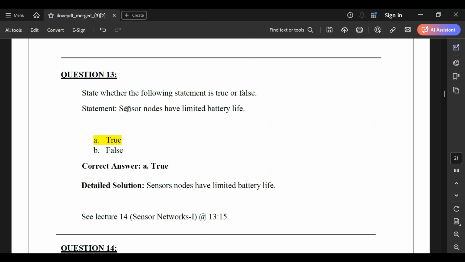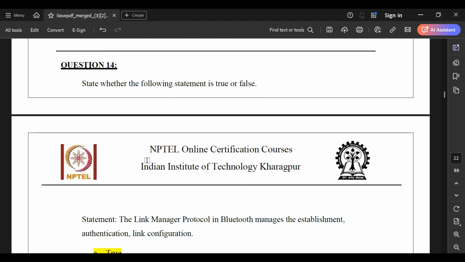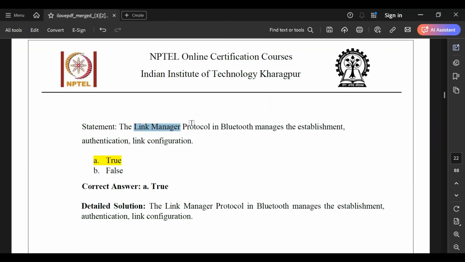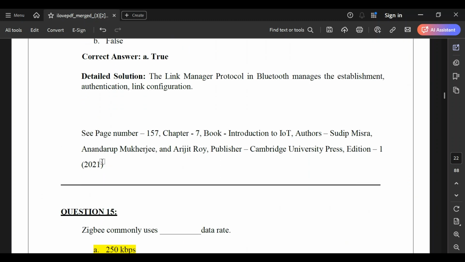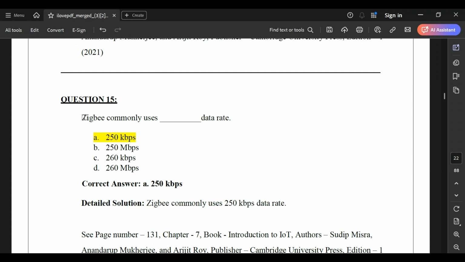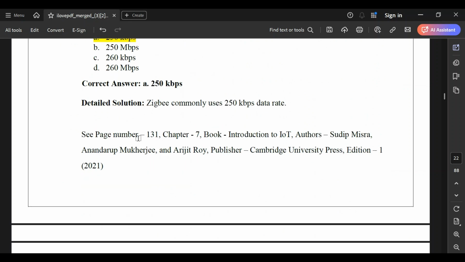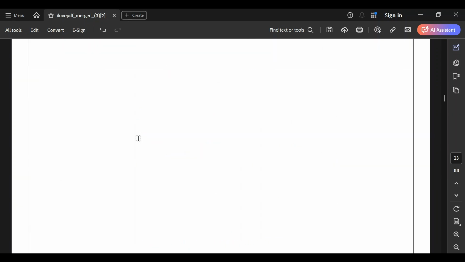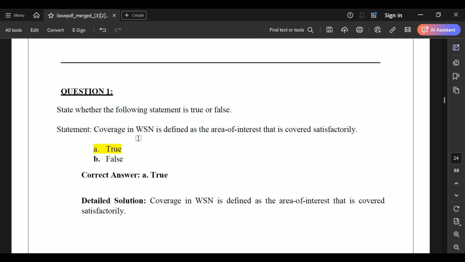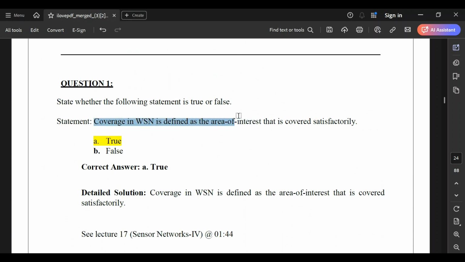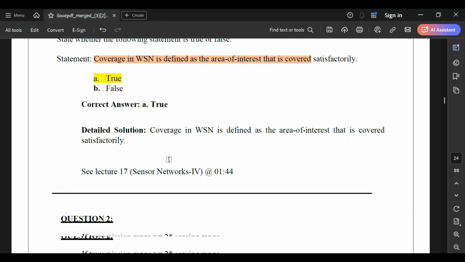Okay. So next question is, sensor nodes have limited battery life. So it is true. So next question, the link manager protocol in Bluetooth manages the establishment, authentication, and link configuration. So four things are there. So it is true. And moving to the final question, Zigbee commonly uses 250 kbps data rate. Now moving to the next assignment we have, coverage in WSN is defined as the area of interest that is covered satisfactorily. So it is true.